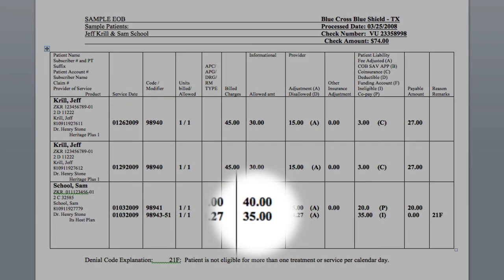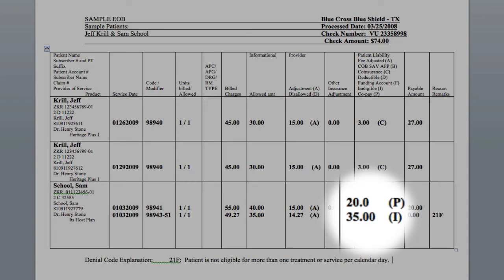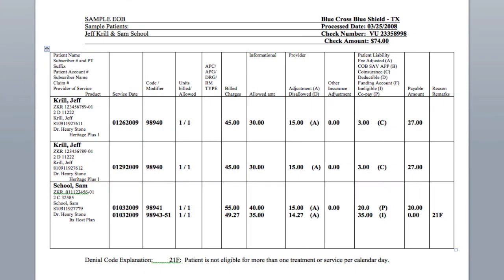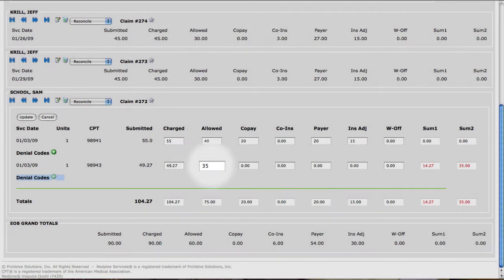The allowed amount is $35, which means we will have to adjust $14.27 for this service, the difference between the charged amount and the allowed amount. The patient is responsible for the allowed amount of $35 because his insurance company is stating that he is ineligible, which means you can and should bill the patient for this service. We will enter in the $35 for the allowed amount.